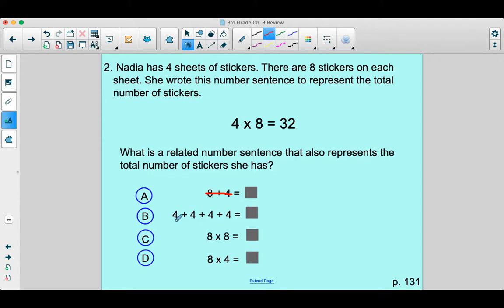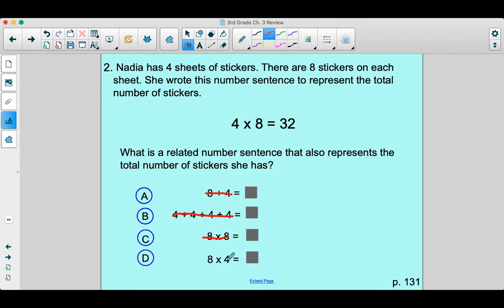Is that the same as 4 plus 4 plus 4 plus 4? Well, 4 times 8 is the same as 4 plus 4 plus 4 plus 4 plus 4 plus 4 plus 4 plus 4. Whew! So this is the same as 4 times 4 right here. So that can't be it. And 4 times 8 is not the same as 8 times 8, so it can't be that one. So it has to be this one.